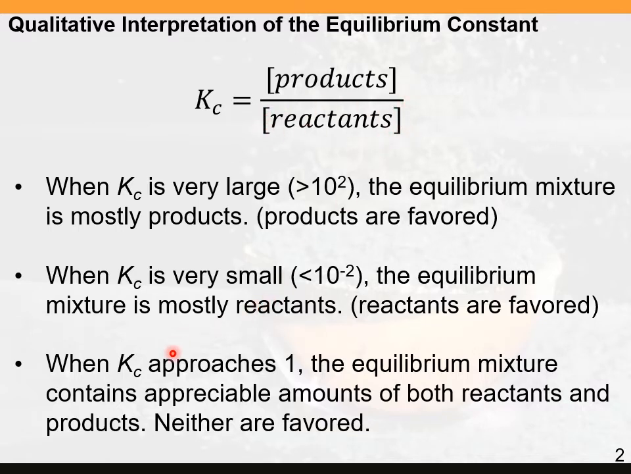When Kc is close to 1, the equilibrium mixture contains appreciable amounts of both reactants and products. Neither are favored. The ratio of products and reactants, numerator to denominator, is close to 1. Therefore, both products and reactants exist in appreciable quantities.